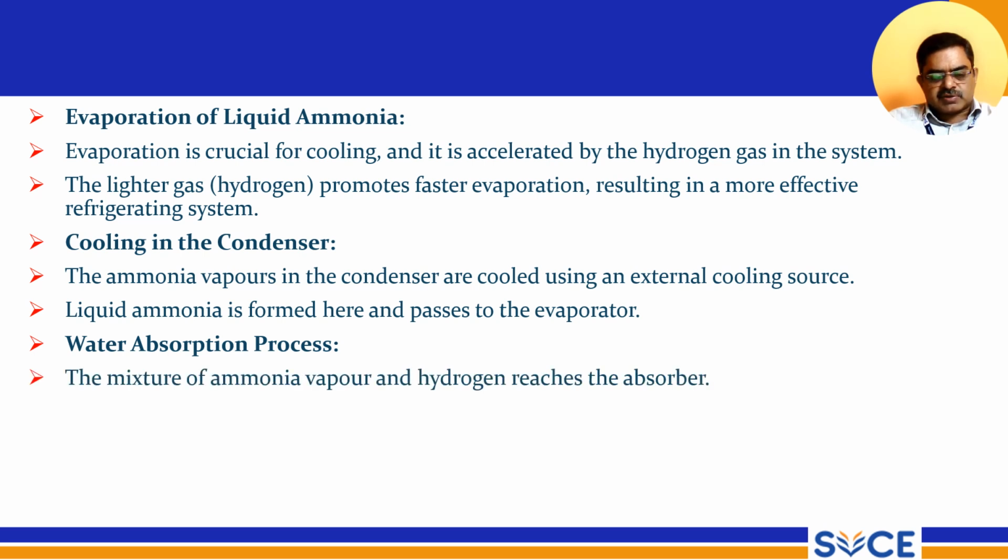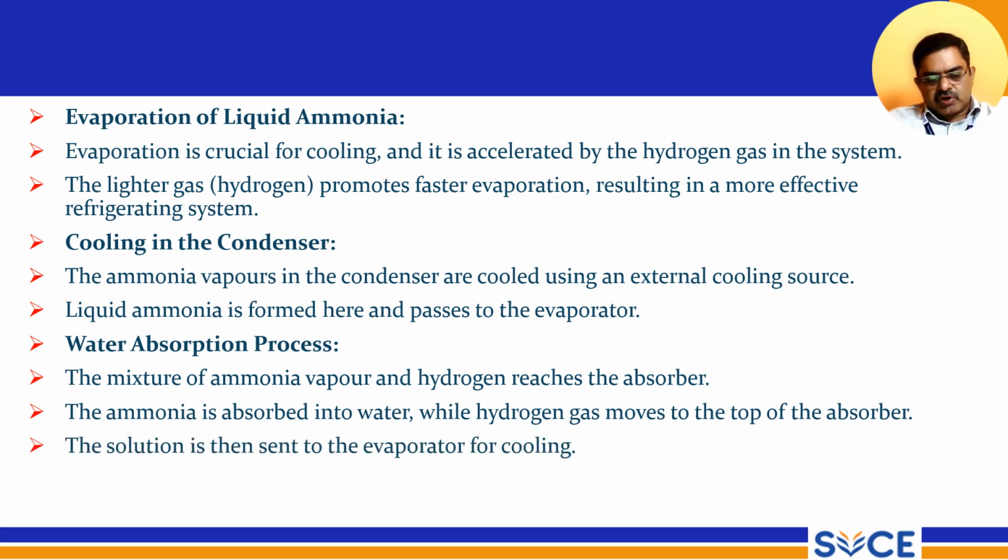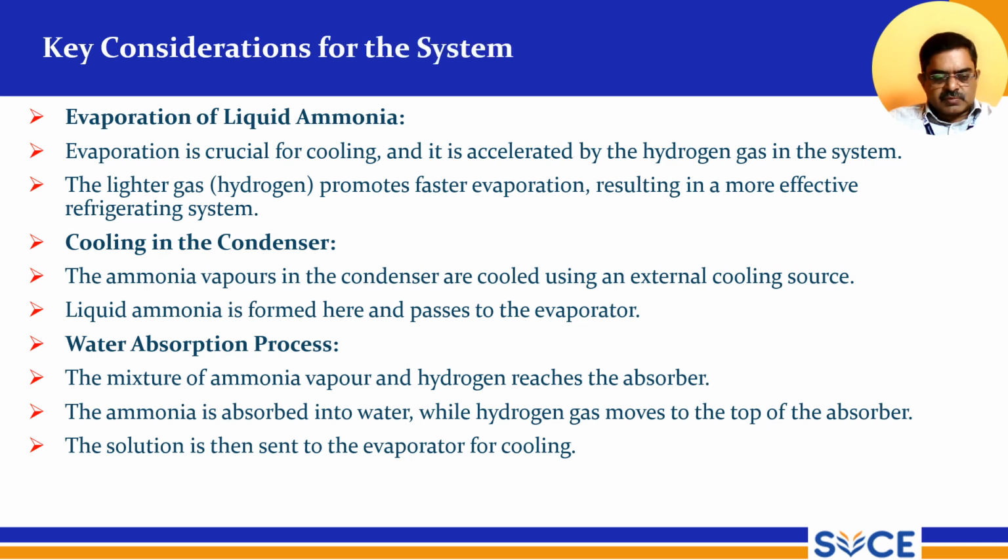Water absorption process. The mixture of ammonia vapor and hydrogen reaches the absorber, and the ammonia is absorbed into water, while hydrogen gas moves to the top of the absorber. The solution is then sent to the evaporator for cooling. So these are the key considerations of the system.